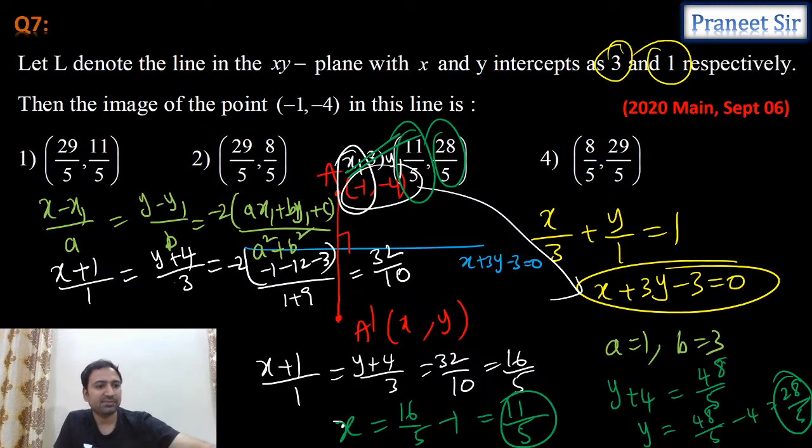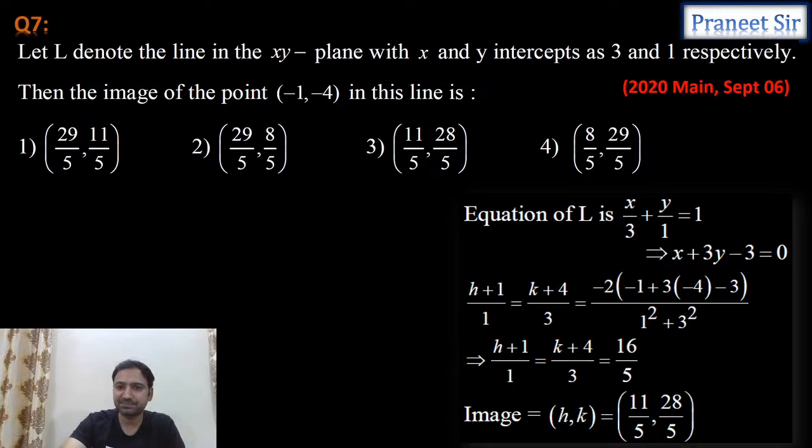So guys, is it clear? Everyone understood how we calculated this? There is a direct formula for the image with respect to the line: (x minus x1)/a equals (y minus y1)/b equals z equals minus 2 times (ax1 plus by1 plus c)/(a square plus b square). If we use this formula, we get the answer quickly. Yeah, this is the formula, guys.